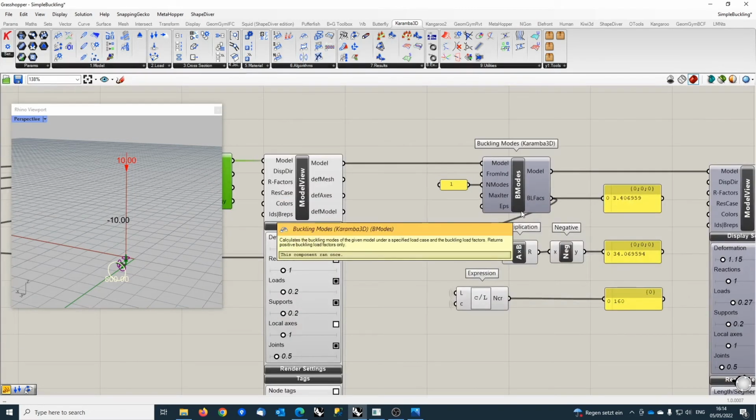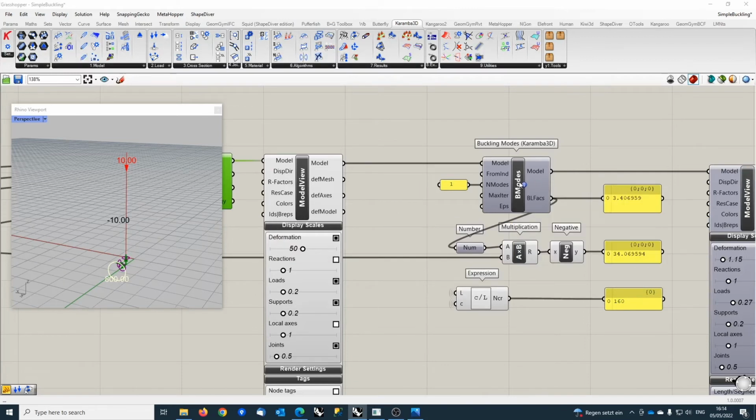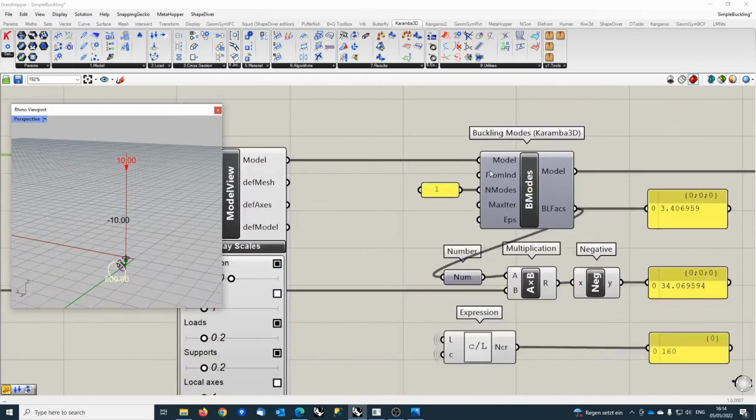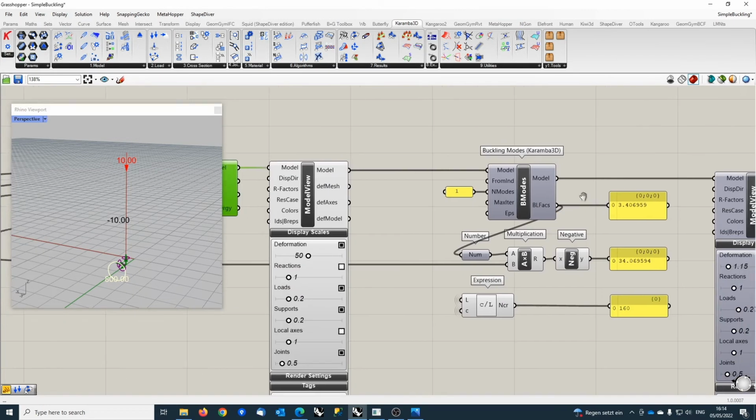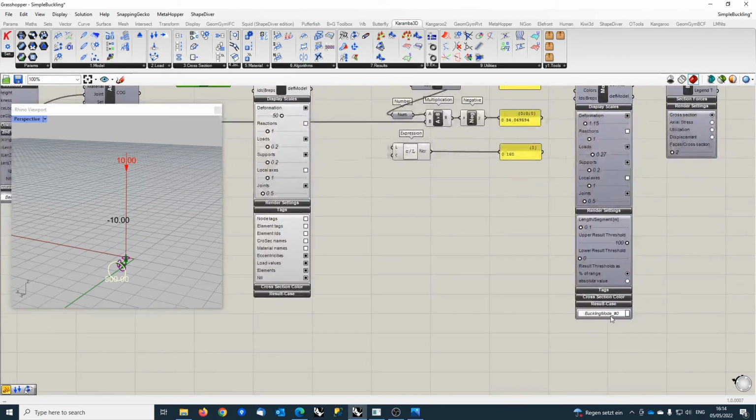The buckling modes and the buckling load factors can be calculated using this buckling modes component. In case of buckling, it's always the first buckling mode which governs the behavior of the system. So I set here the number of buckling modes to 1. These two input plugs can be left normally unchanged. And what results here is a model which has now buckling modes as its load cases.